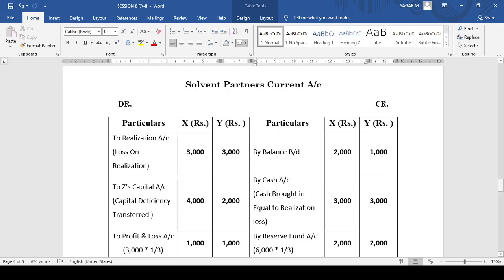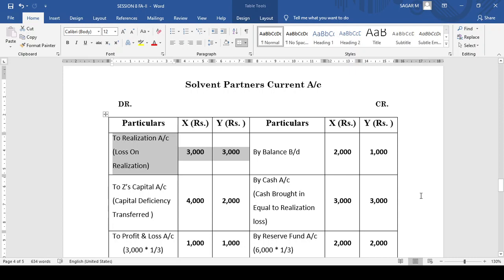So as usual, begin with by balance brought down, because these solvent partners' current account is showing a credit balance. Hence, begin with by balance brought down 2,000 and 1,000, and transfer the realization loss. So solvent partners should share, that is 3,000 and 3,000. So remember, on the debit side we have transferred the realization loss.